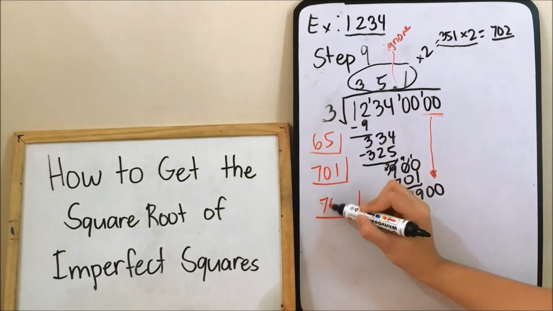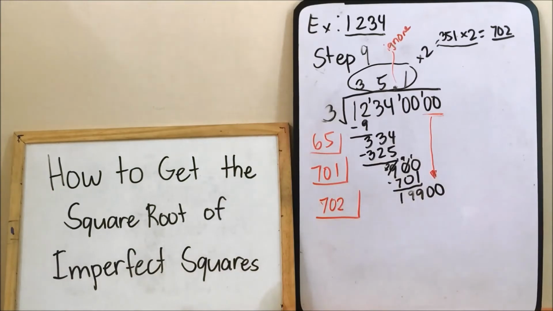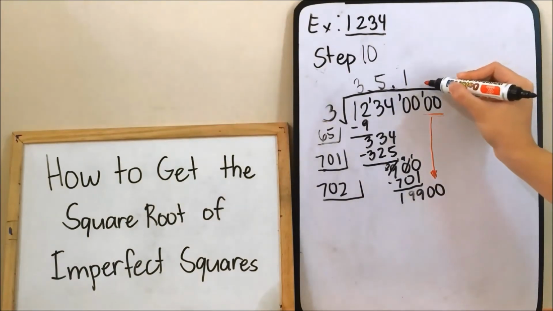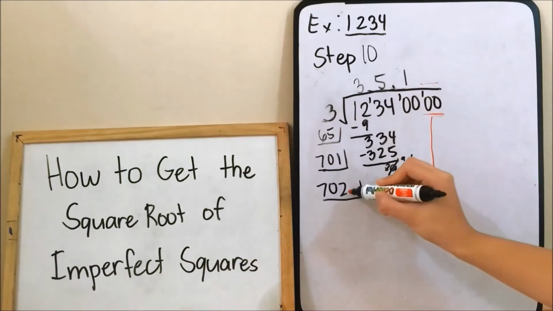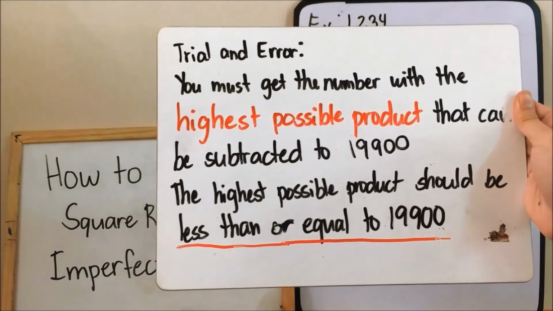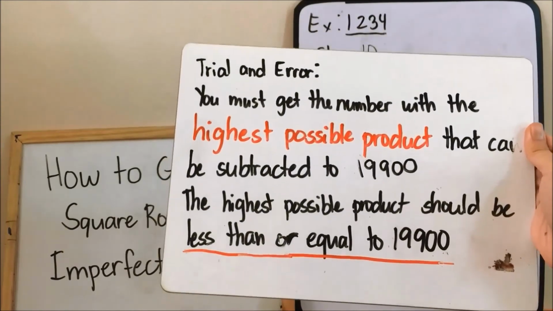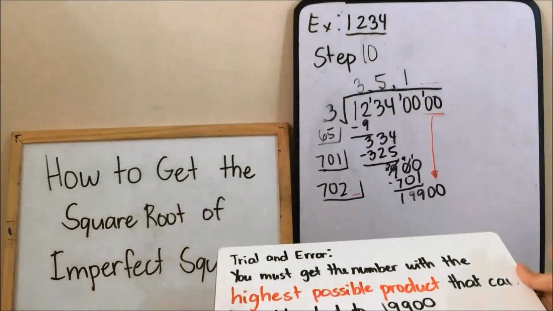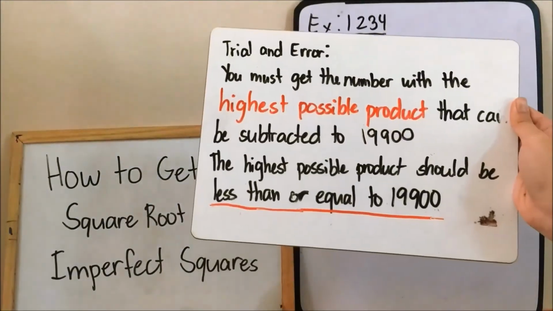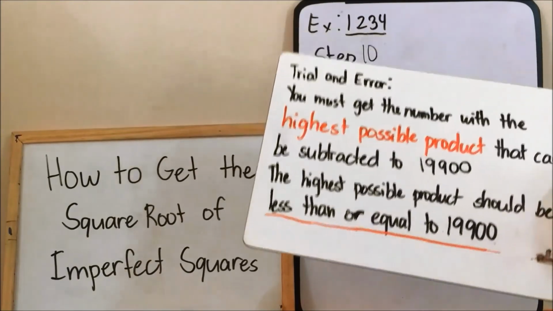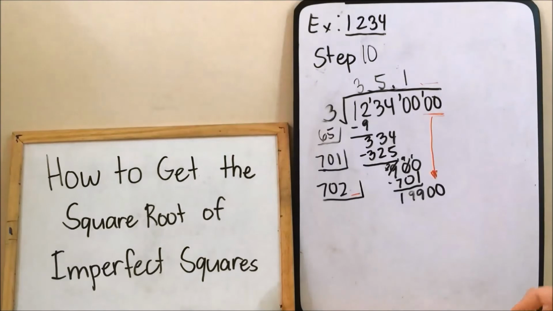702 over here, and then let's move on to our next step. Step number 10. In step number 10, we'll be finding the missing numbers over here and over here. So we'll once again use trial and error. You must get the number with the highest possible product that can be subtracted to 19,900. The product should be less than or equal to 19,900. So we will repeat the steps that we did before.